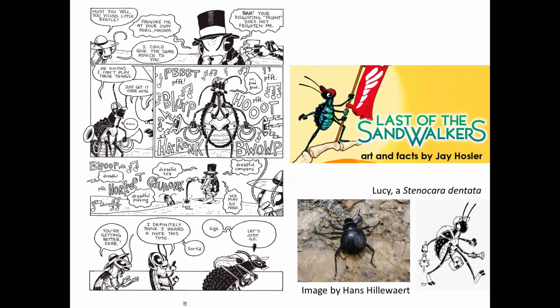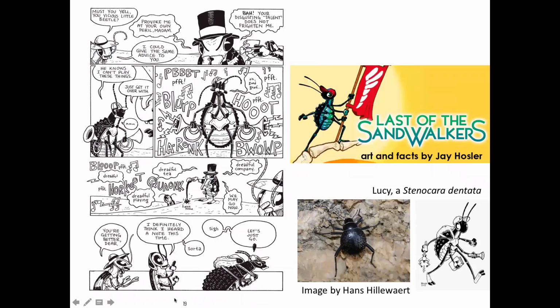He, like me, is also an entomologist, and he's published with major companies, basically making educational biology comics. His most recent comic was called Last of the Sandwalkers, and it's a really interesting comic that creates these obviously anthropomorphized insect characters. They're actually all beetles, but gives them storylines and plots that actually still have the effect of educating students about topics in entomology and biology and the scientific process.